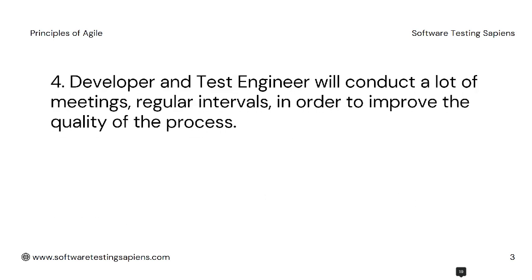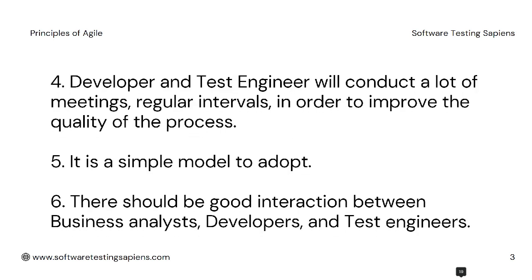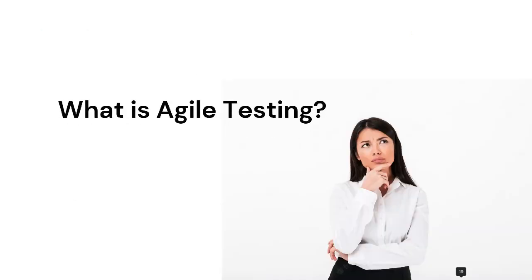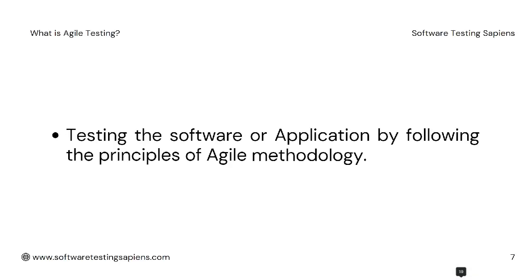Fourth, developers and test engineers will conduct a lot of meetings at regular intervals in order to improve the quality of the process. Fifth, it is a simple model to adopt. Sixth, there should be good interaction between business analysts, developers and test engineers. What is Agile testing? Testing the software or application by following the principles of Agile methodology is Agile testing.